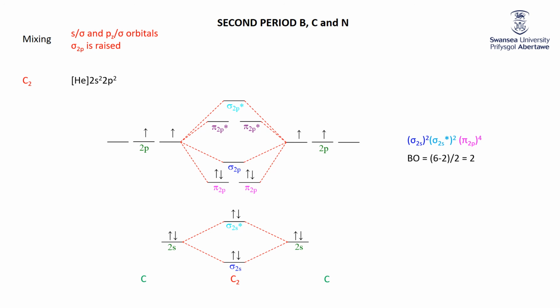Bond order is 2, and even if we'd used the previous filling mechanism, we would still get a bond order of 2. But what's noticeable about this is that C2 is not paramagnetic. It's diamagnetic because there's no unpaired electrons in the molecule. If we'd put 2 electrons in the sigma 2p and then 1 each in the pi 2p's, it would have been paramagnetic. So C2 is, unexpectedly, until one realizes about this mixing, diamagnetic, in the same way that O2's paramagnetism could be nicely explained.